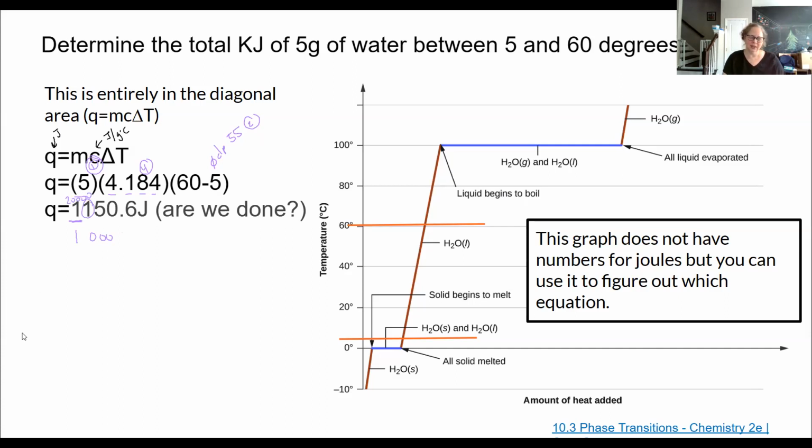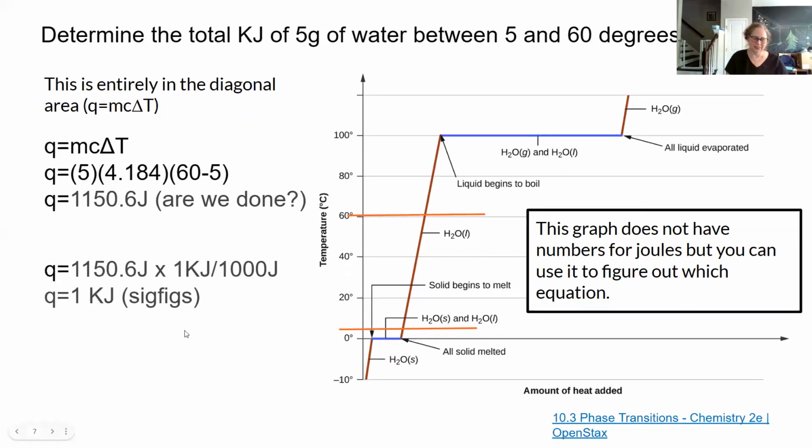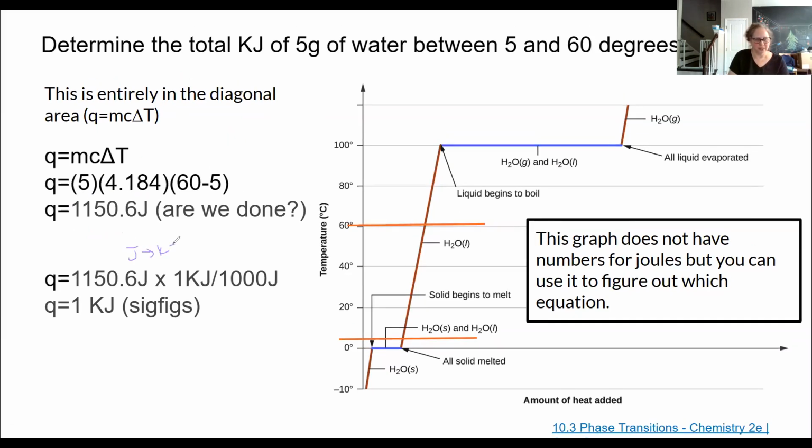If the results are in kilojoules, make sure you convert. To go from joules to kilojoules, it's dividing by 1,000. On the SOL, no conversions. Make sure you have them memorized. Go watch some of the other videos to get some idea on how to do those conversions.